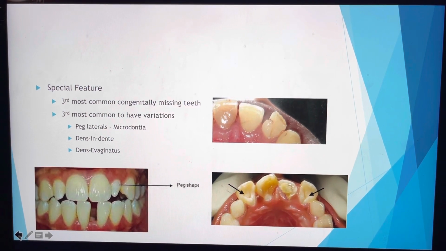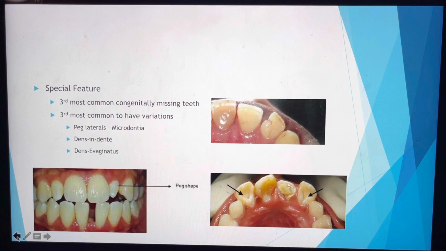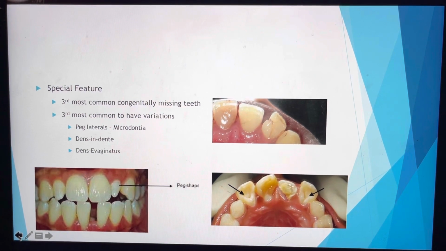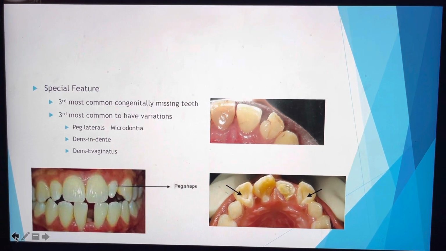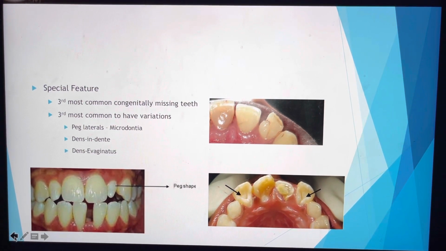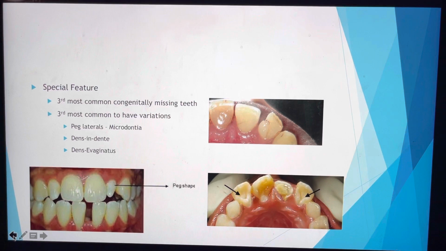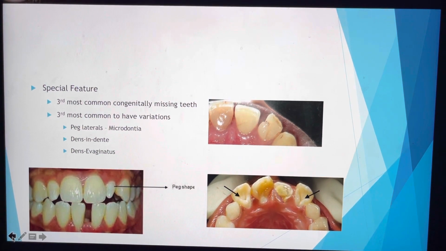And the third being the dens evaginatus, that means that there is an extra cuspal formation, which you can see in the picture right beside the literation. This is more like the talon cusp that you are able to see.